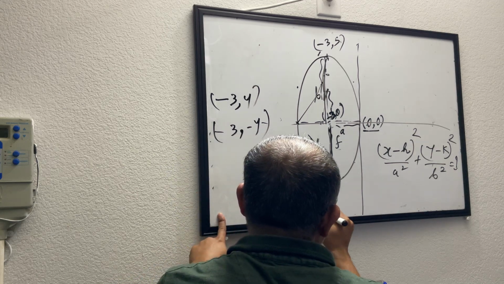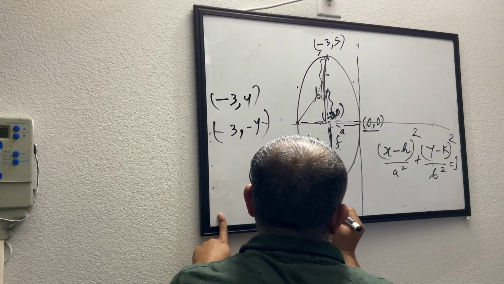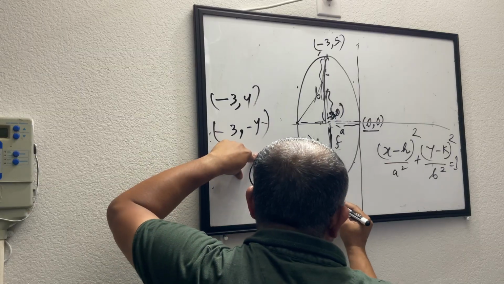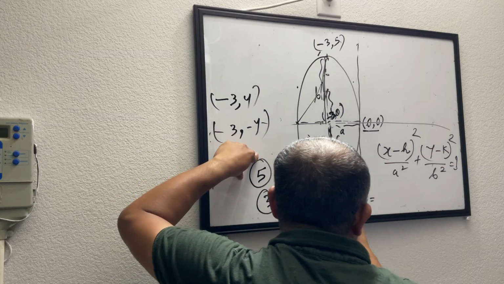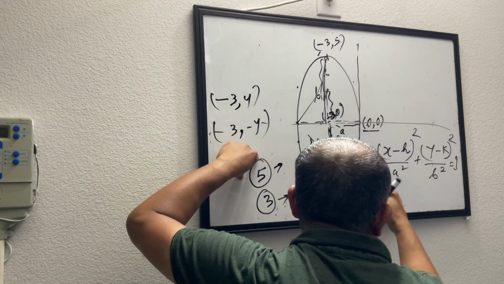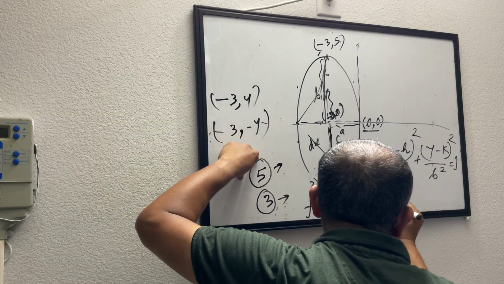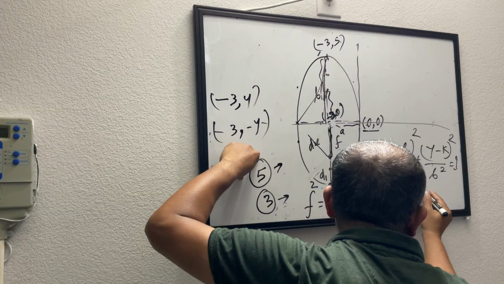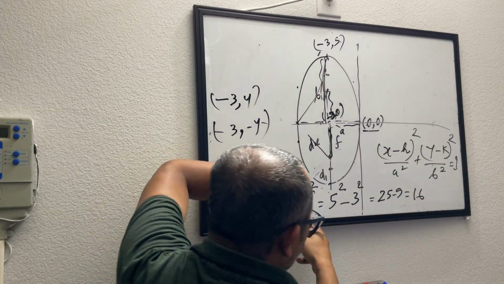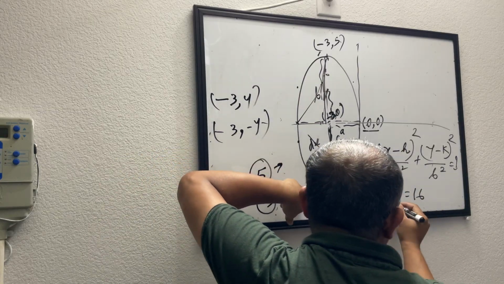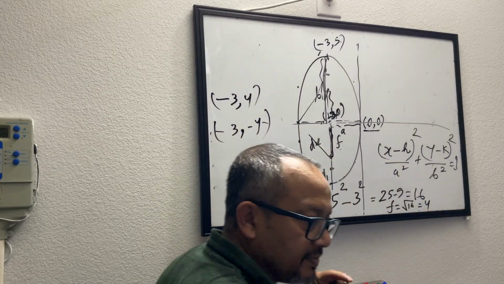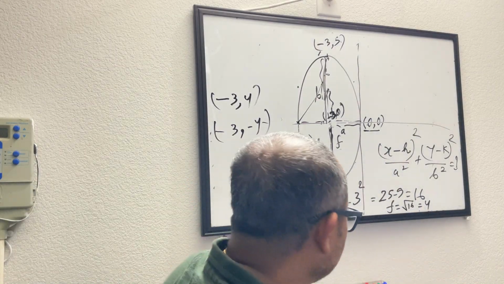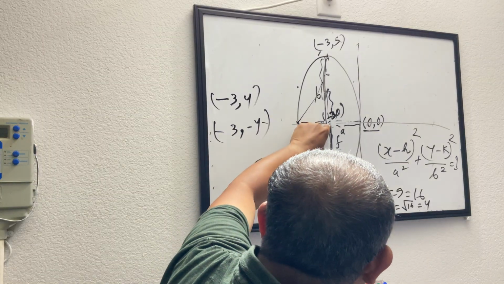What will be the focal length? The square of this will be the square of the major radius minus the square of the minor radius. 5 times 5 is 25, minus 3 times 3 is 9. 25 minus 9 gives you 16. So the square of the focal length is equal to 16, and the focal length will be the square root of 16, which is nothing but 4. So you got the focal length as 4.